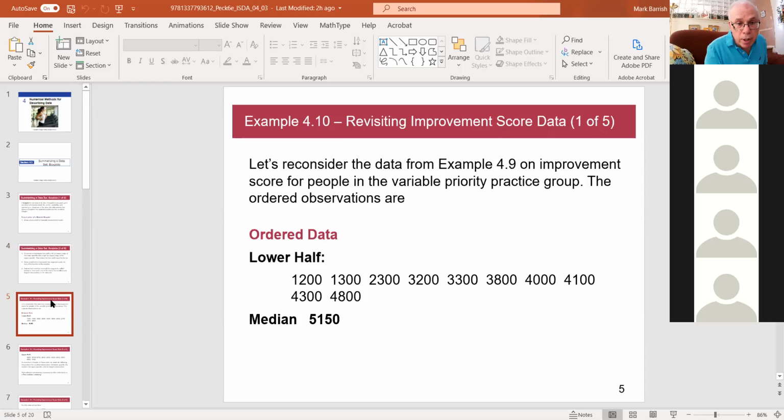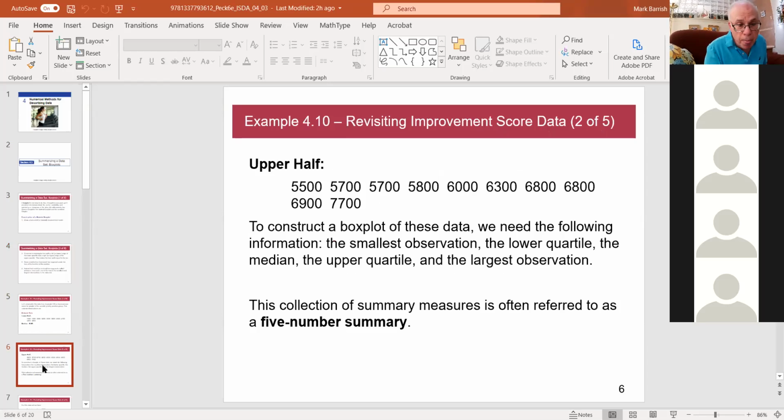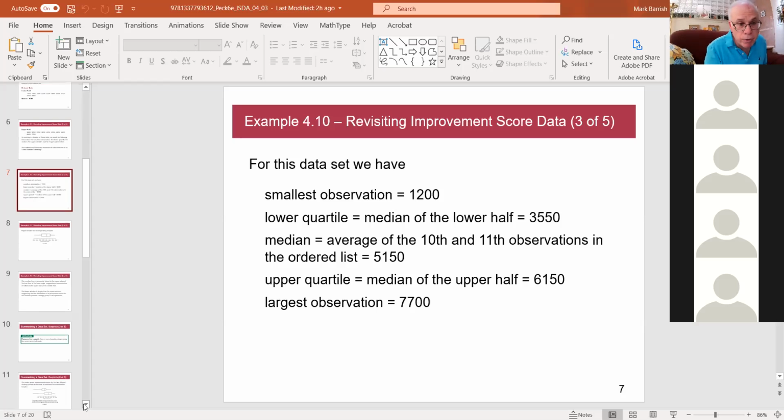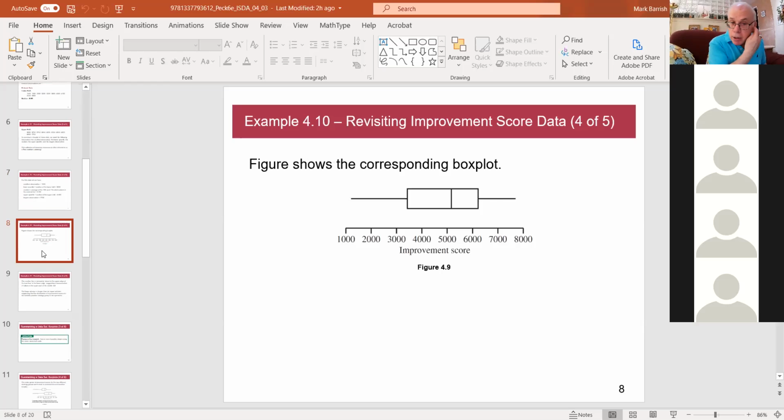So again, going back to the other example, if you have all these numbers here, 5-number summary, and you plotted it, well, here's a summary of what those 5 numbers are. Okay. Smallest value in that data is 1200. Q1 is 3550. The median is 5150. Q3 is 6150, and the largest number is 7700. And we would plot it like this.